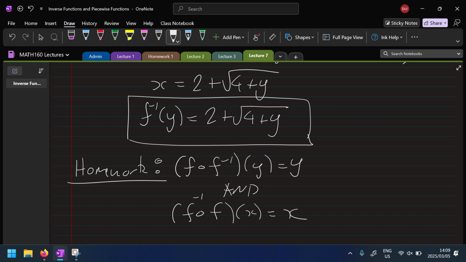You've done the tutorial on that. Look at the first composition, check that you get y. Check the second composition, check that you get x. Okay. Yeah, so please do that for homework.